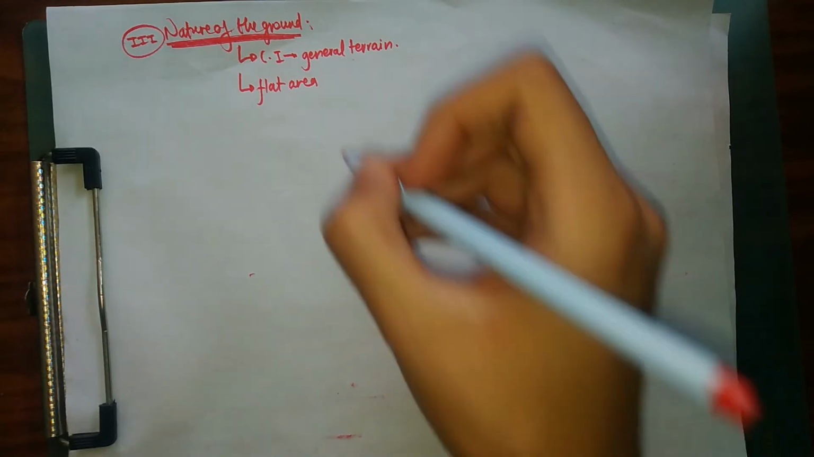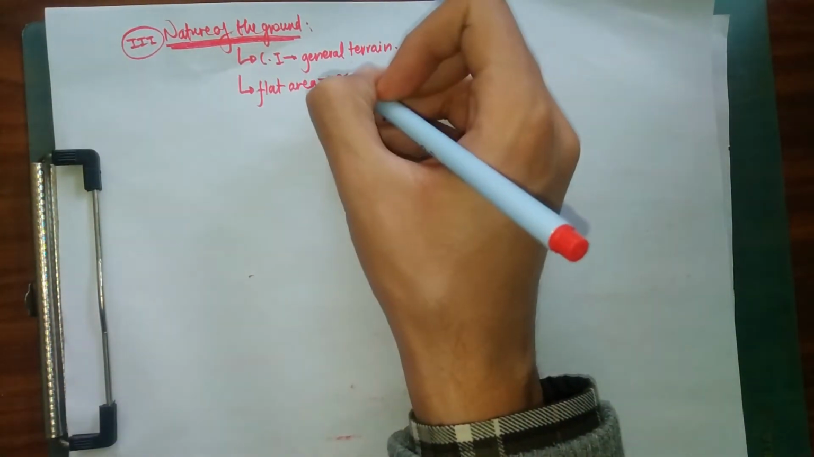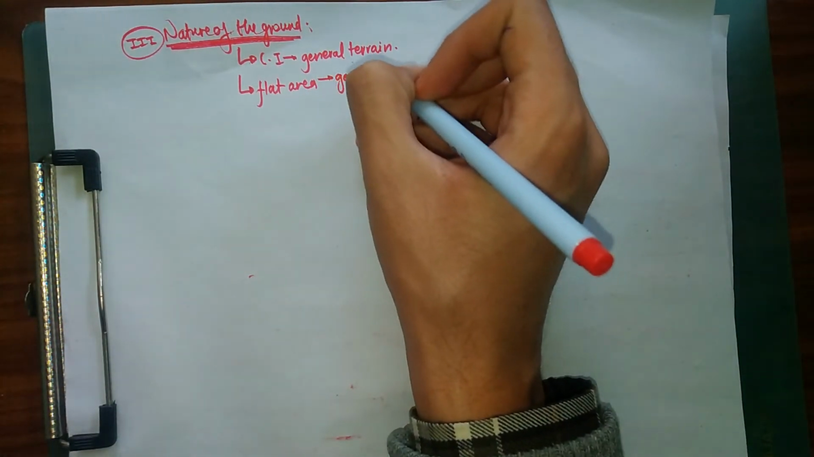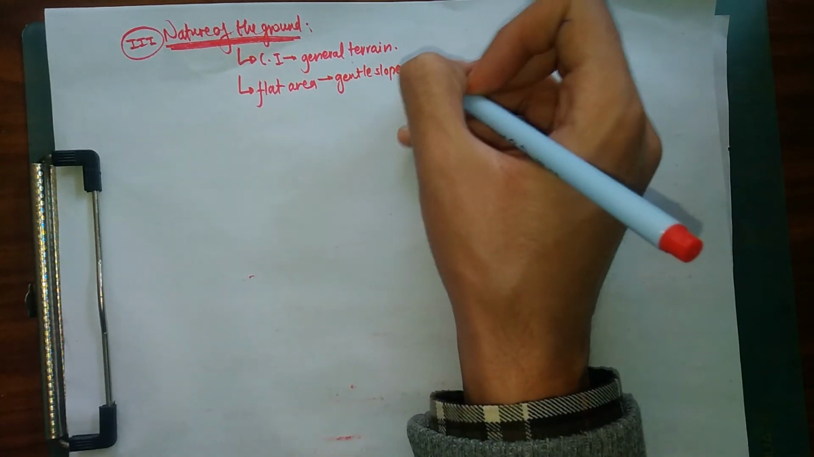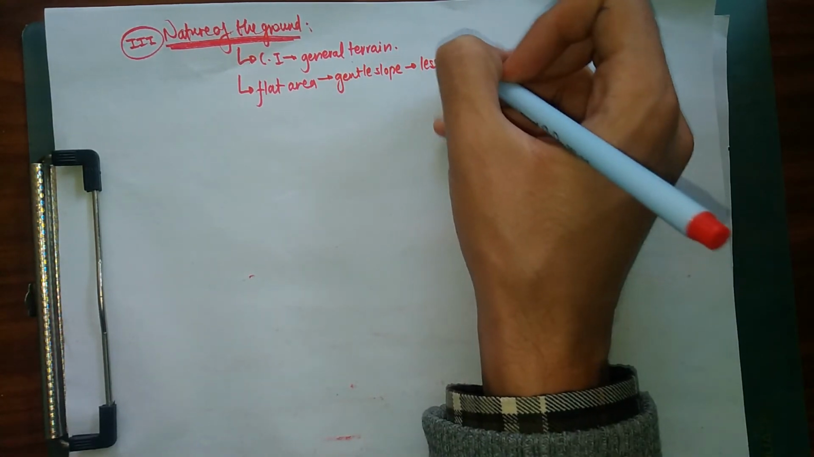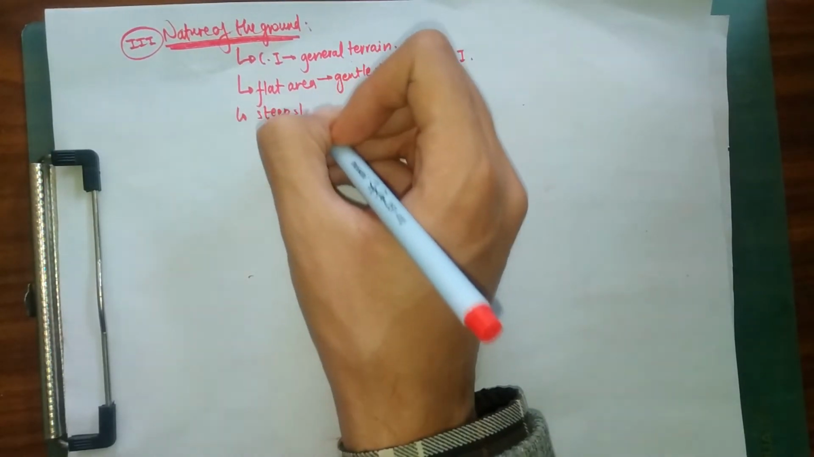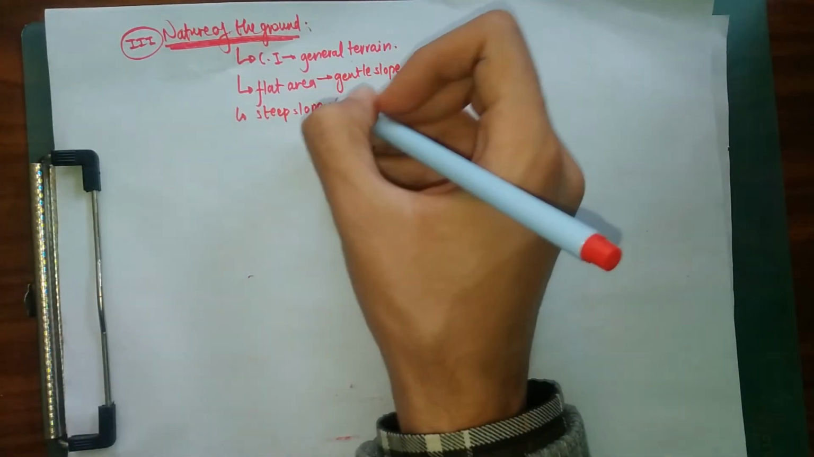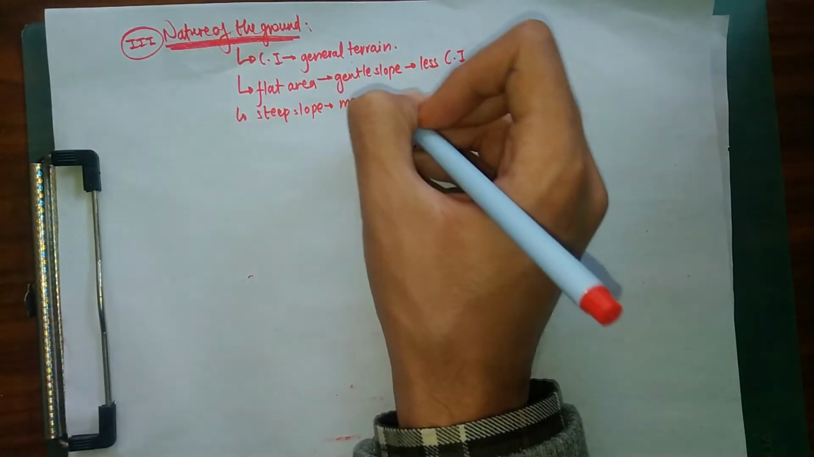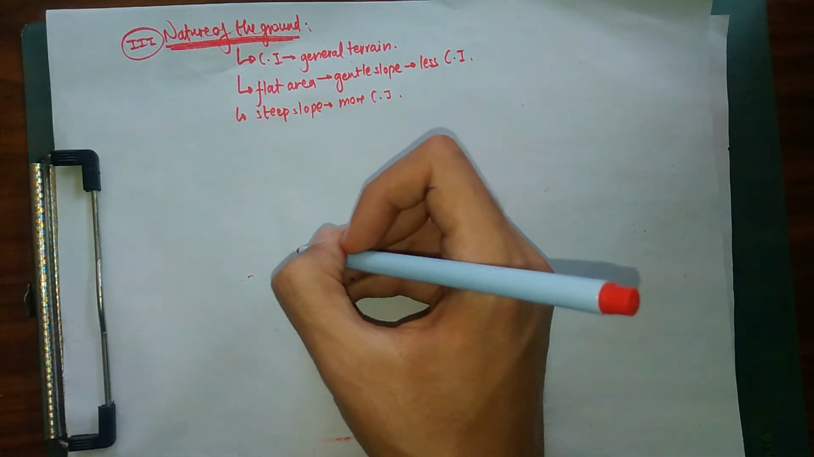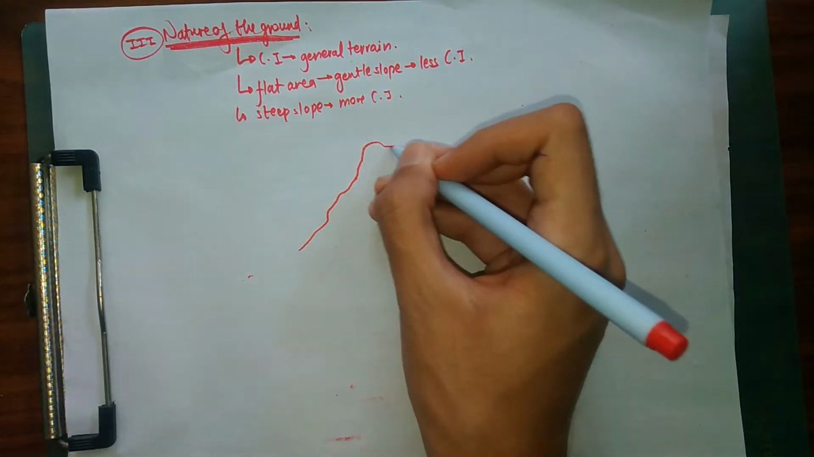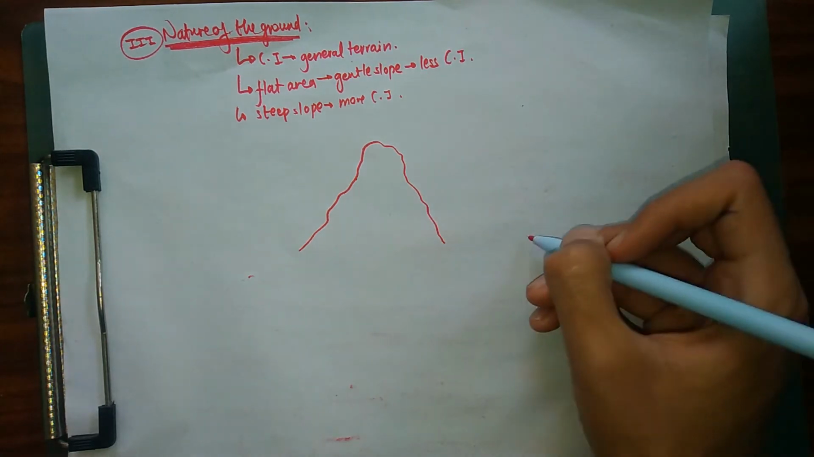So for our flat area, for our gentle slope, we are going to use our smaller contour interval. But for our steep slope, which will generally cover more area, in that case we are going to use our larger contour interval. So let me explain this with an example. Right now I have a steep slope, and next I have a gentle slope.